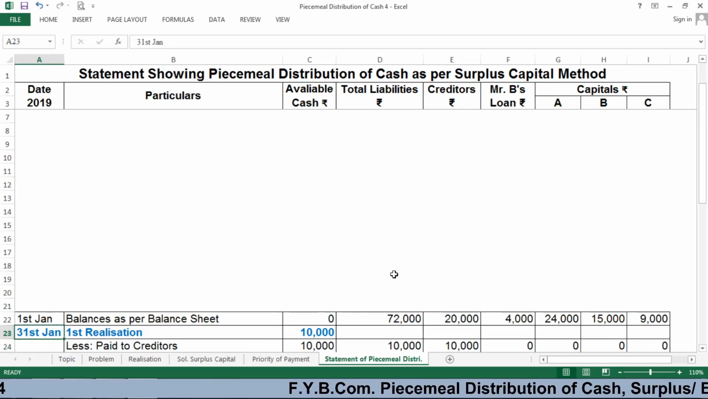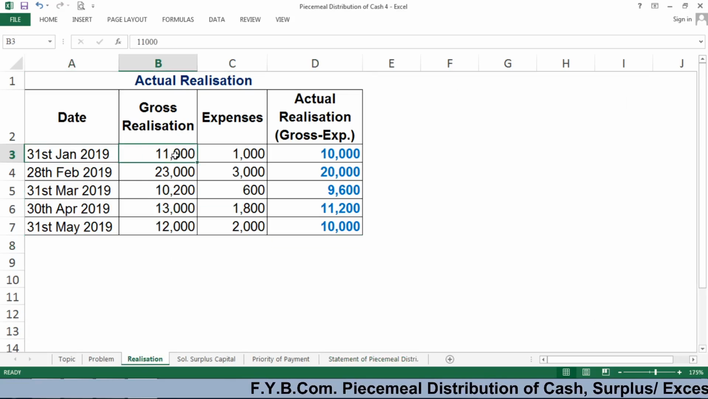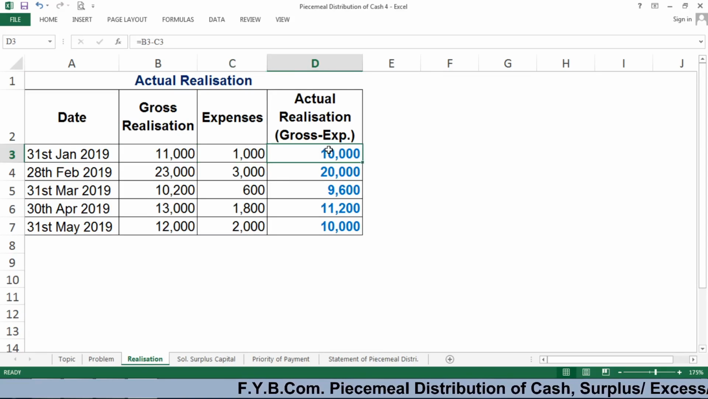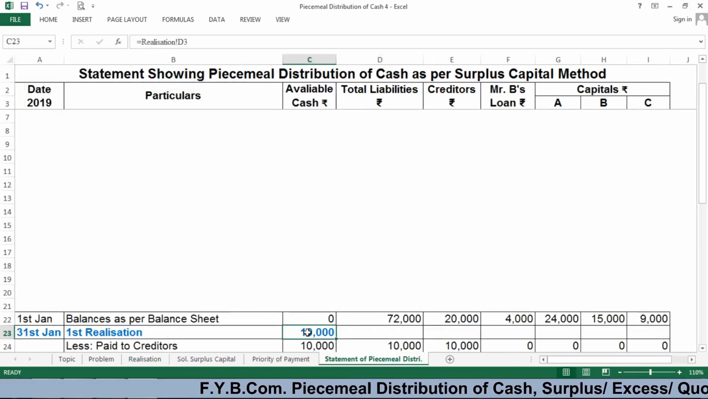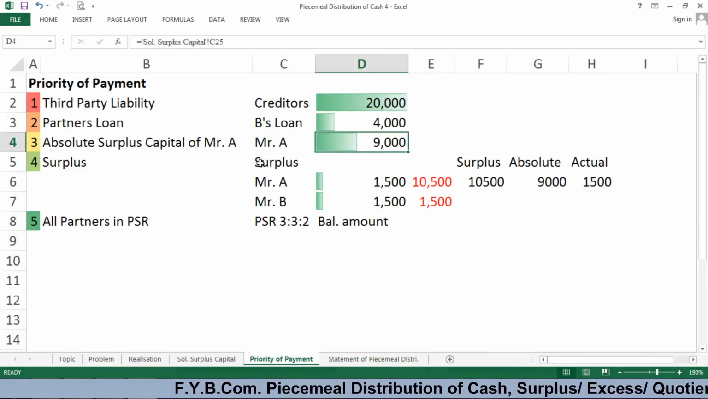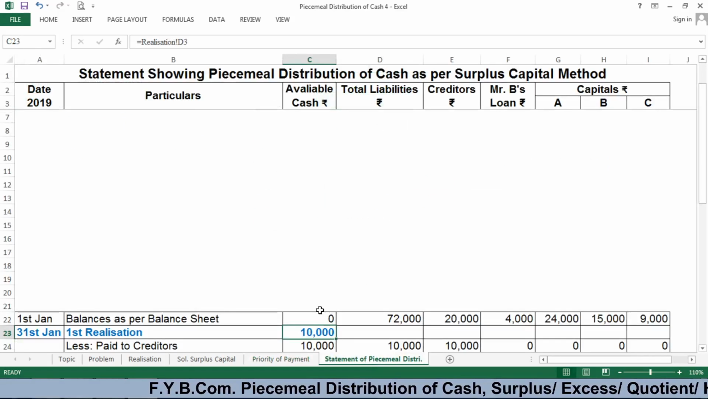So in the next step, we have to call the realization, as we don't have a single rupee. So we will call the first realization, that is 10,000. How it is calculated, you can see here. The gross realization was 11,000, the expenses was 1,000. So actual realization comes to 10,000. That is gross minus expenses. So the first realization is 10,000. Now we have 10,000 and we have to pay first the creditor, that is 20,000. So let's pay rupees 20,000 to Mr. A. But we don't have 20,000, so we can pay only 10,000, as we have only 10,000.